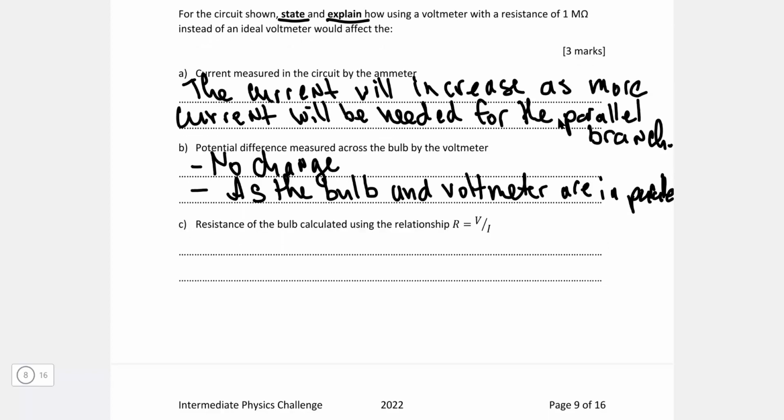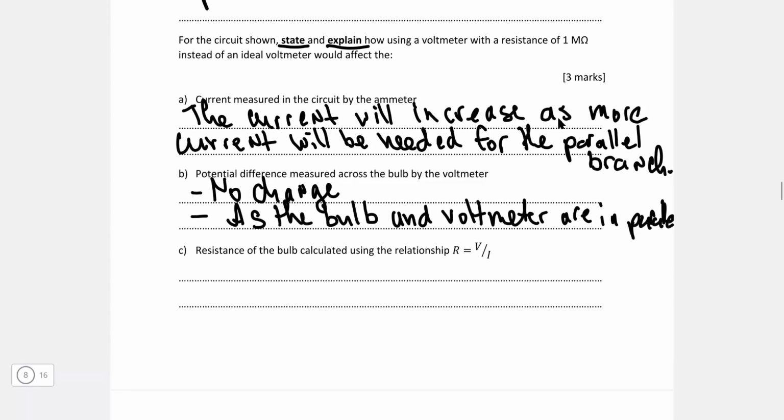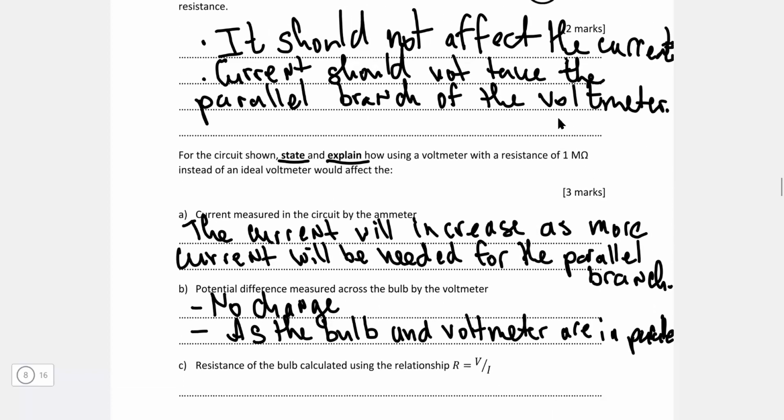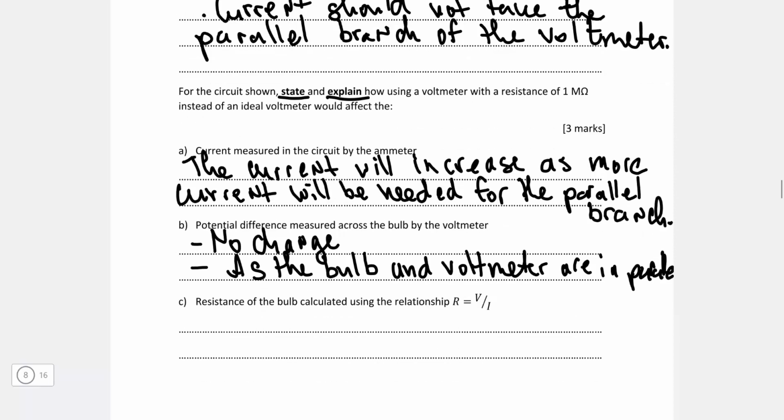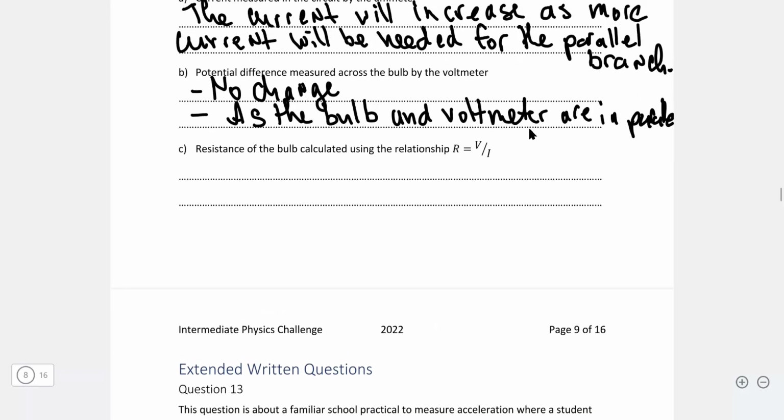Okay, C, resistance of the bulb calculated using the relationship R is equal to V divided by I. Well, if we are using a voltmeter with some resistance, then as we said, the measured current I total will be higher. Now, because the resistance is inversely proportional, if I is a little bit higher, this means that R will be a little bit lower. So we can say that R, or the resistance, will be lower.